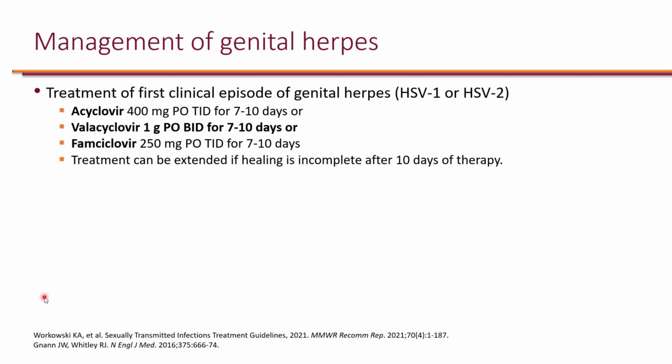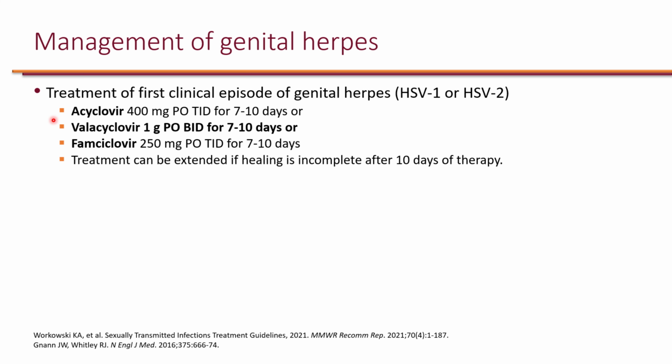Now, here are the treatment recommendations from the CDC guidelines from 2021 for treatment of first clinical episodes of genital herpes, and it doesn't matter if it's HSV1 or HSV2. So essentially any of the three oral antiviral regimens are recommended. So acyclovir for 7 to 10 days, valacyclovir for 7 to 10 days, or famciclovir for 7 to 10 days.